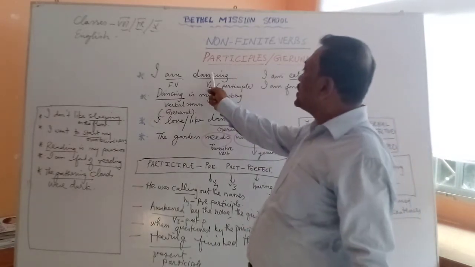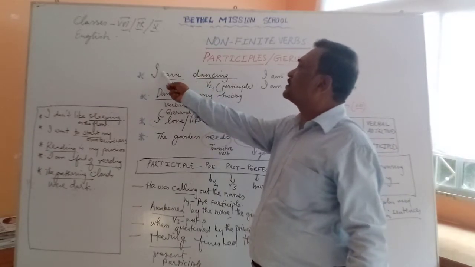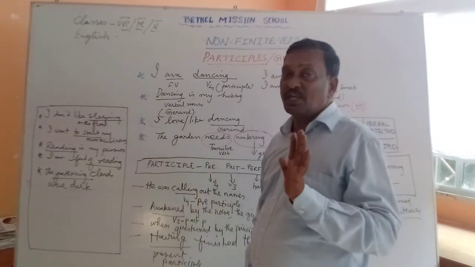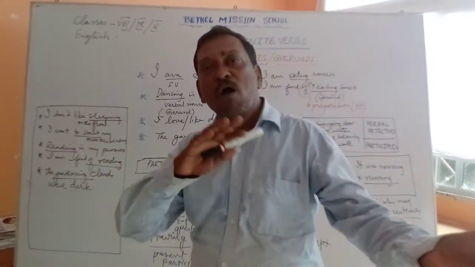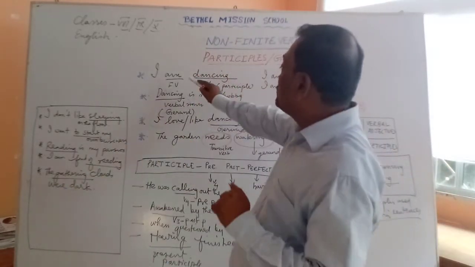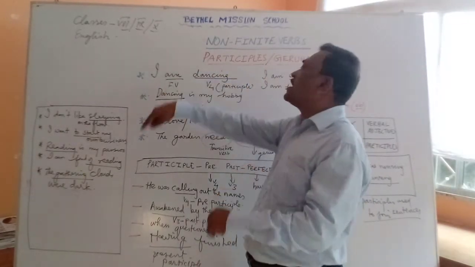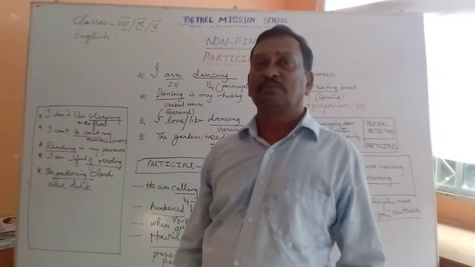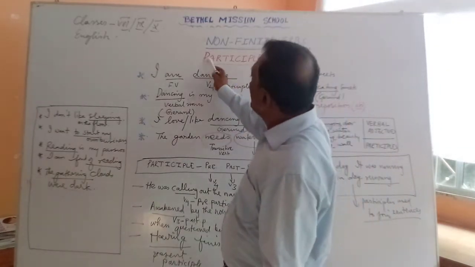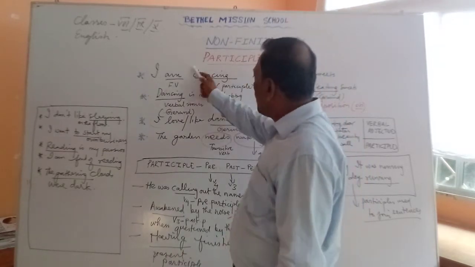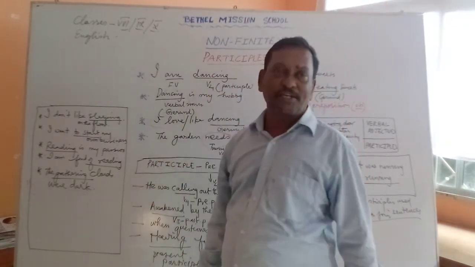Now, look at the word which comes before that. Am. Well, am is a finite verb. Is, am, are, was, were. All these words are finite verbs and therefore a finite verb goes before the participle. A finite verb precedes the participle. So this is obviously a participle.